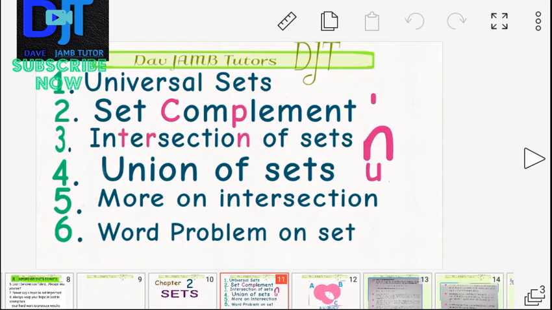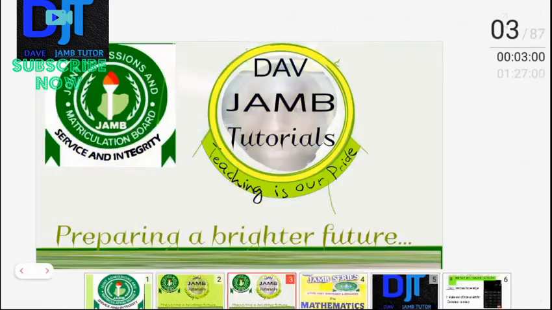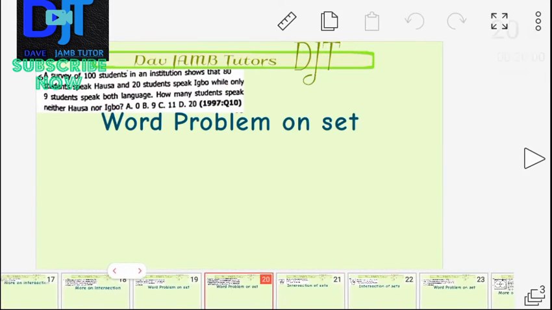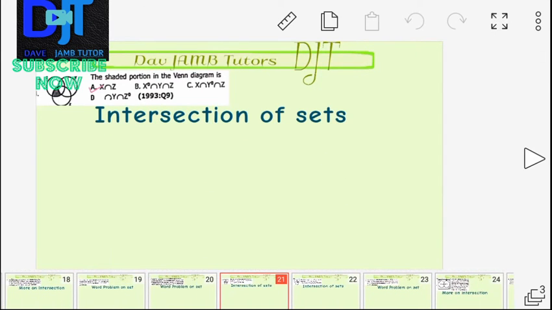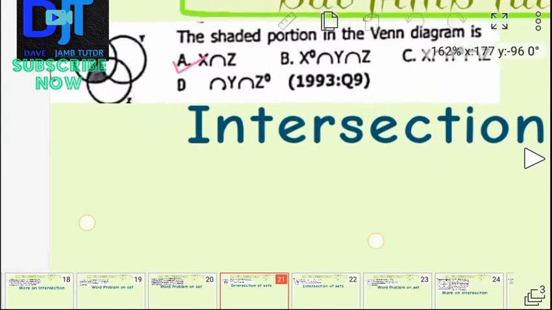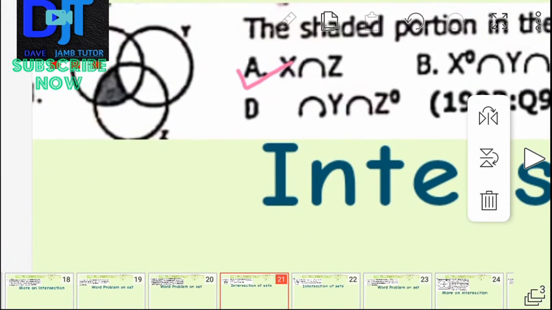So now from there we move directly into intersection of sets. Intersection of sets. This is a question of ours. So now from our past knowledge we know that, let's take for instance, if this is x and this is z and this is y.